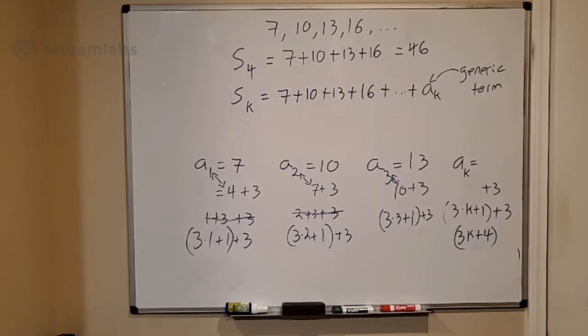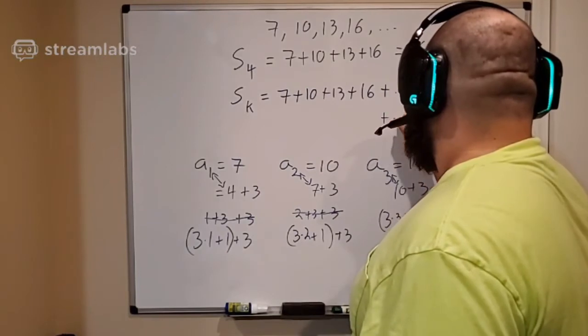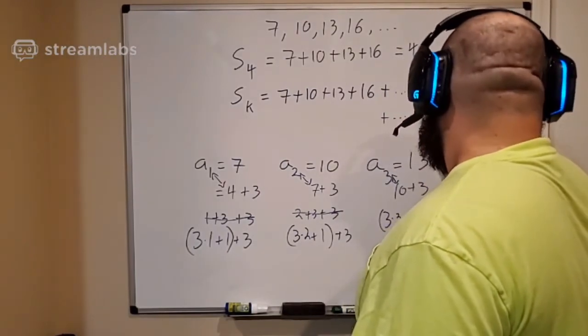Okay, so now after we get our generic term, we can actually go back and put this in up here. So plus dot dot dot plus 3k plus 4. 16.